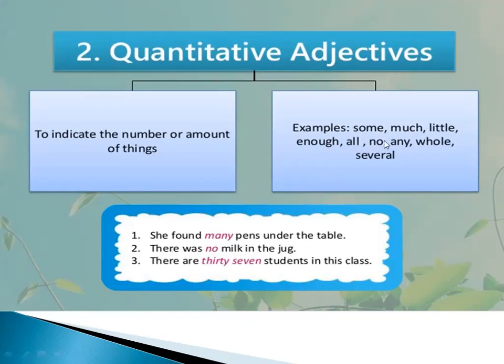No is also a quantity. All is also a quantity. It is describing the quantity. No means zero quantity. Any, whole, several, these are all quantitative adjectives. Just for example, she found many pens under the table. Means she has got so many pens under the table. We cannot count them, or we didn't count them. हमने count किया ही नहीं. But at a glance, एक नजर में, in a glance, we may say that there are so many pens. She found so many pens under the table.